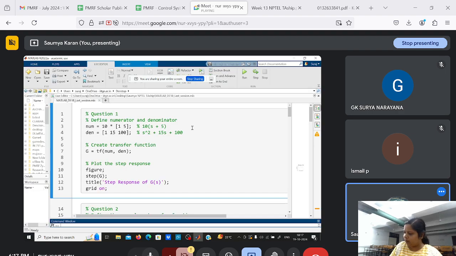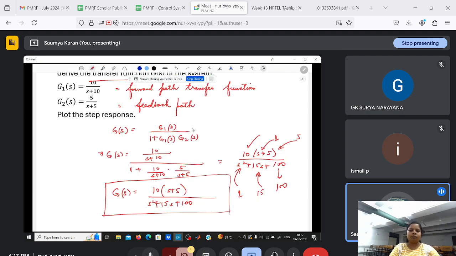So if you see from here, what are your coefficients? That is really important. 10 is already a gain. For s it is 1. For s to the power 0 it is 5. For s square it is 1. For s it is 15. For s to the power 0 it's 100. Right? So it's the same thing. We have just written the coefficients over here.